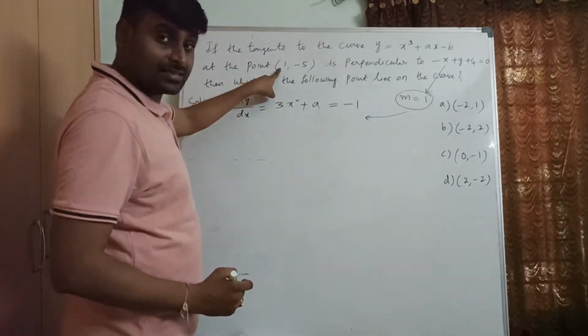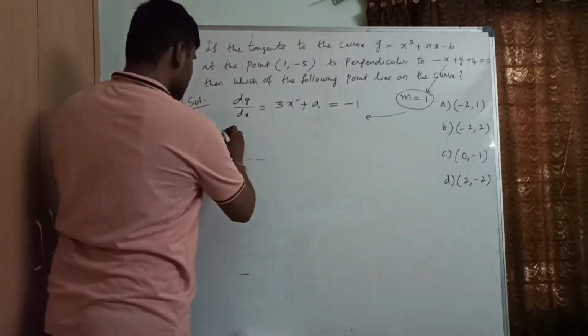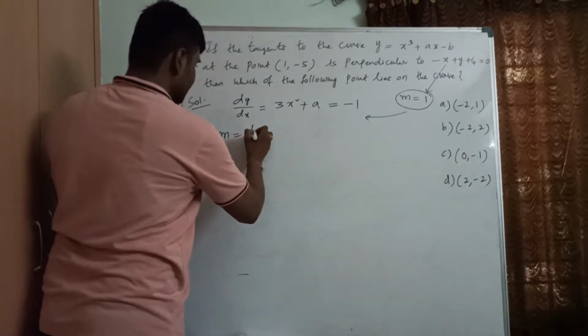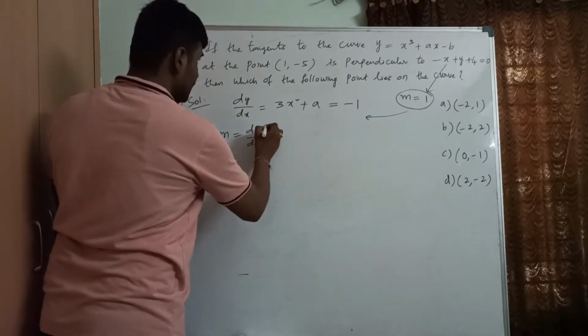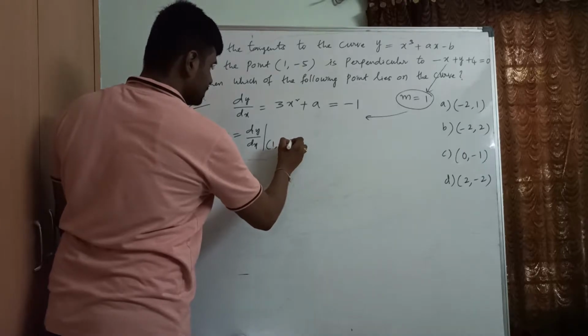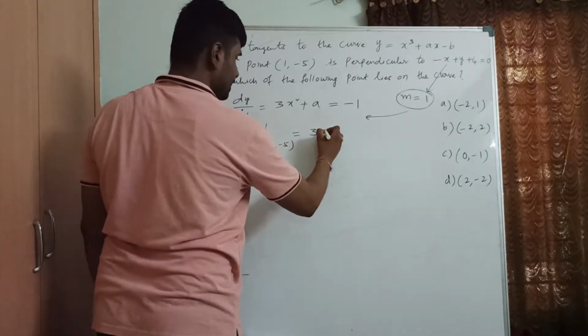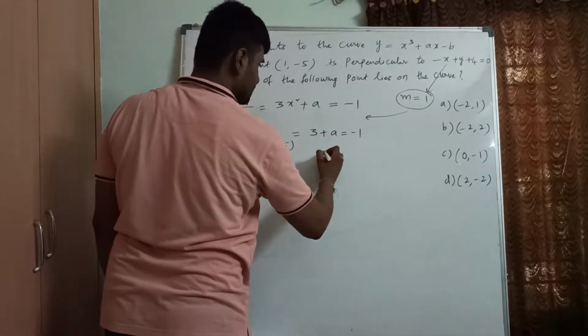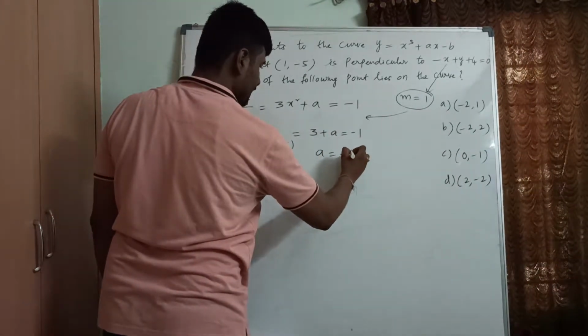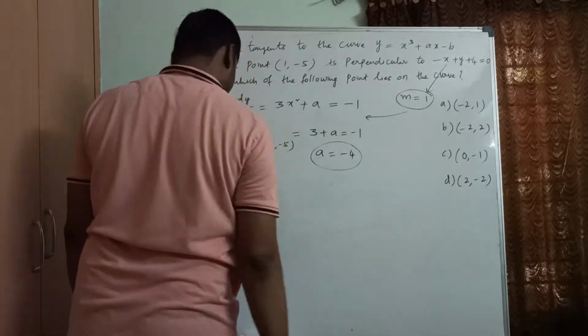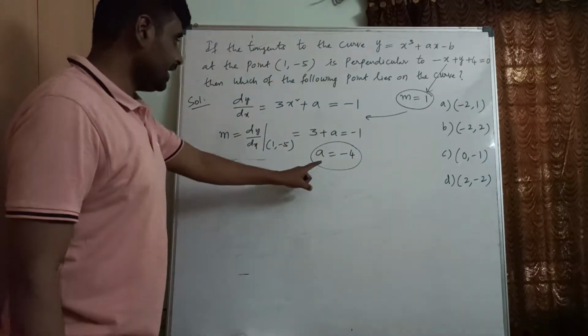The point is given. Substitute the point there. Right? So then only we will get the slope. So dy by dx at (1, minus 5). Let us substitute: 3 into 1 square, that is 3, plus a equals minus 1. By this, what is the a value? Minus 4. Correct or not? So a value is minus 4.